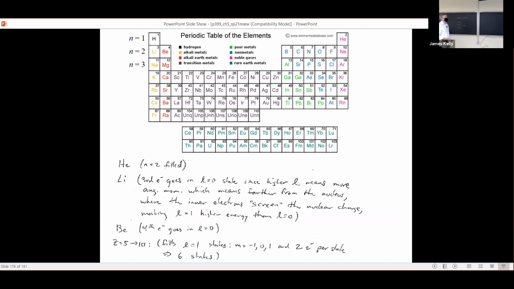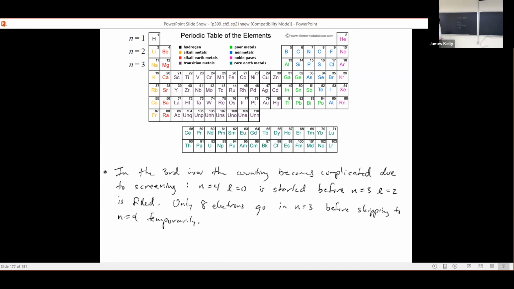m sub L can go between -1, 0, and 1, and there's 2 electrons for each one of those because we can antisymmetrize the spin states, and so we get 6 L equals 1 states. So for L equals 0, there's always 2 electron states. For L equals 1, there's always 6 states, and so on. You can figure out for L equals 2 what the number would be.